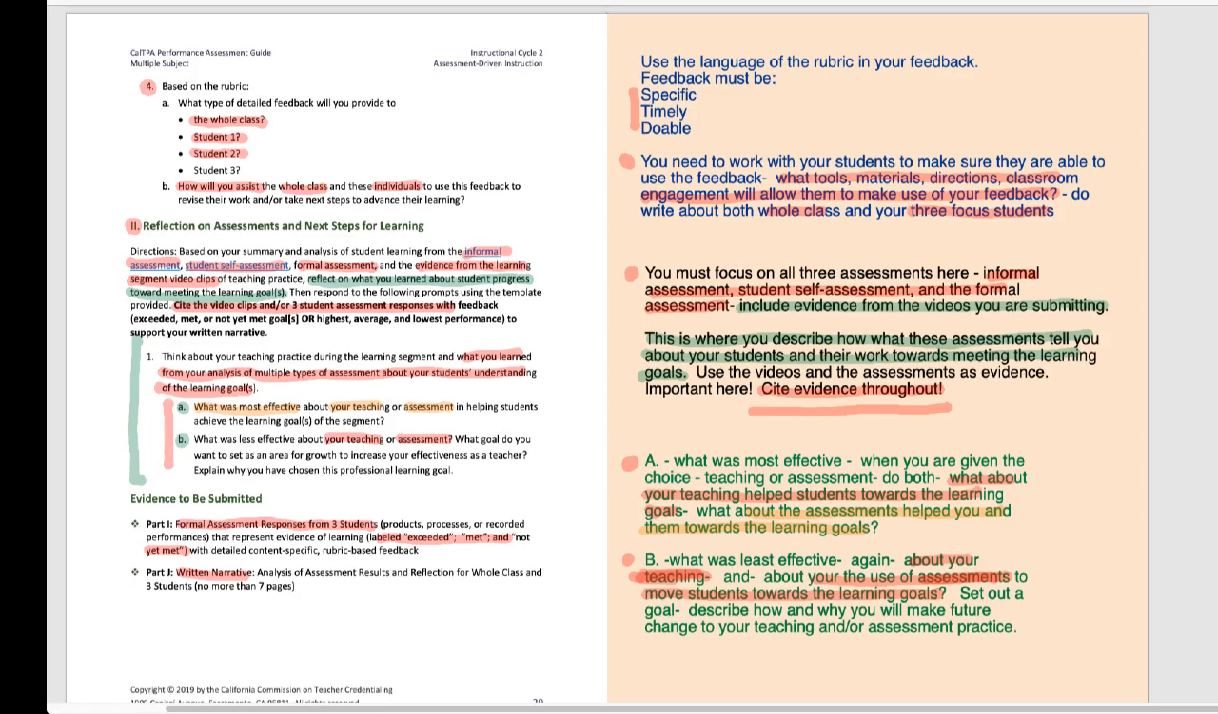So I hope this was helpful. And I'm going to go on to step 4.